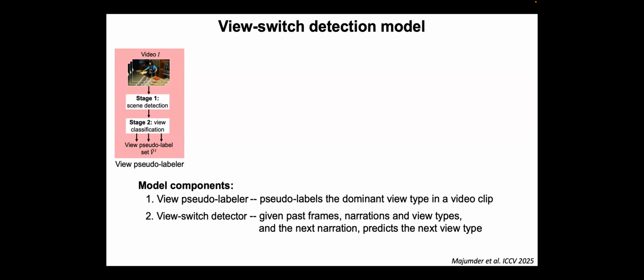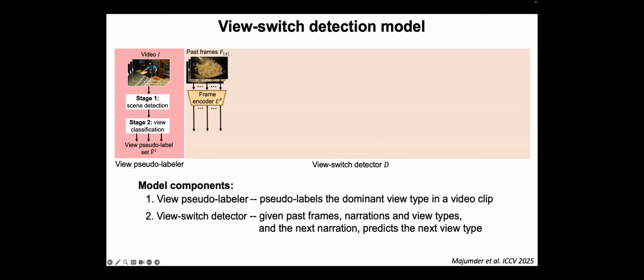Doing this shot-level aggregation of the view type pseudo labels reduces pseudo labeling noise, especially at the shot boundaries, and improves model performance. For doing view switch detection, we treat it as a classification problem, where the goal is to classify the desired next view given the past frames, narrations and views, and the next narration. In our setup, since we assume that the past view is known, it's enough to predict the next view to determine if the view should switch or not.